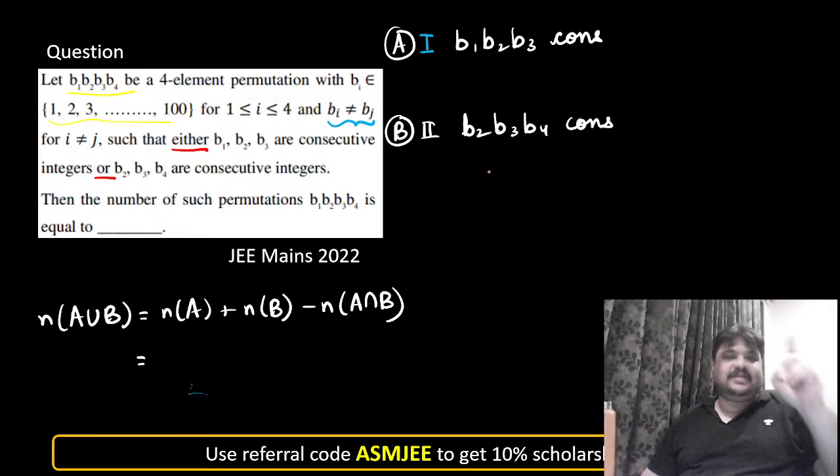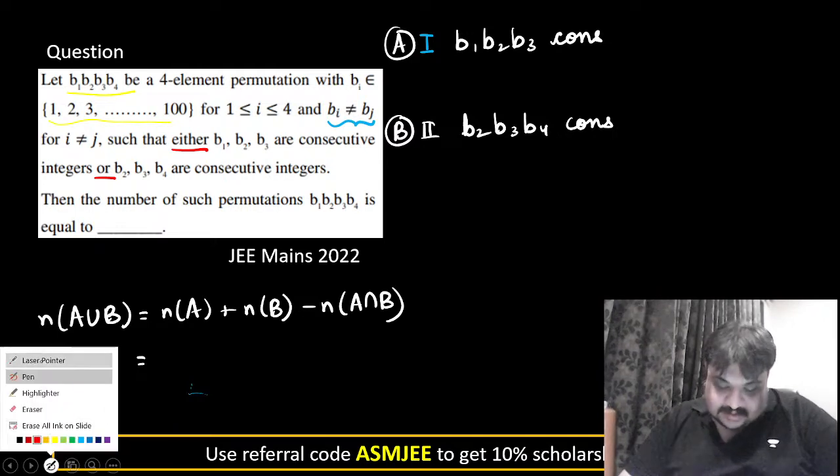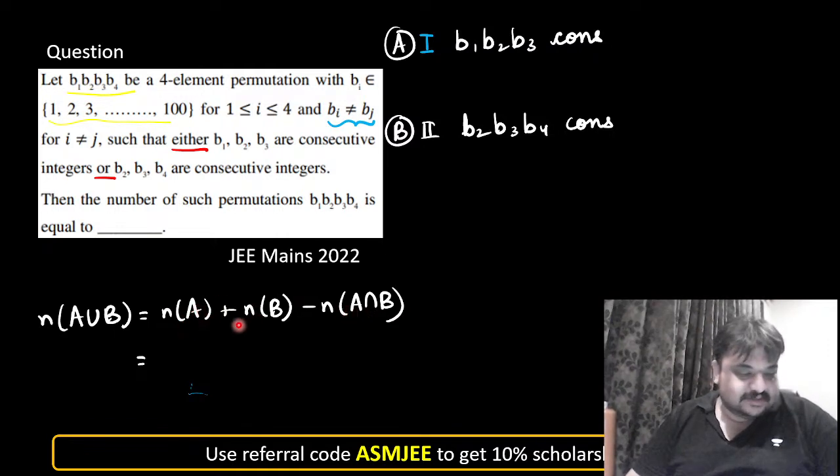How many of you guessed it's A union B? And how many of you added directly? Some people are worried, why are we subtracting it? It gets subtracted because it gets added twice here. This thing is added here twice.